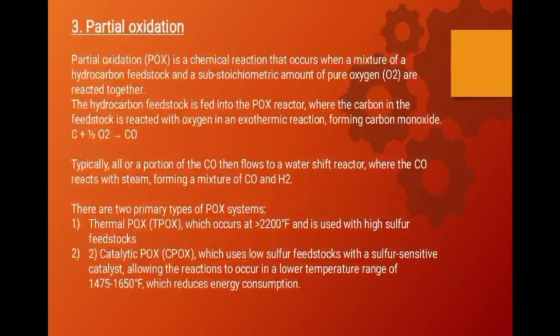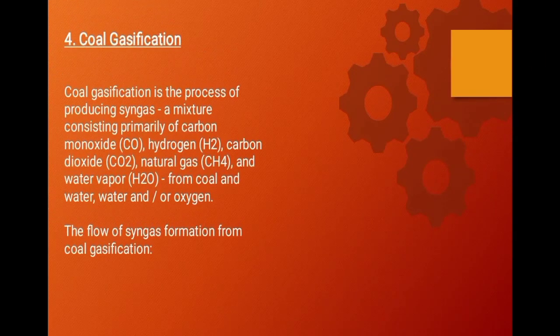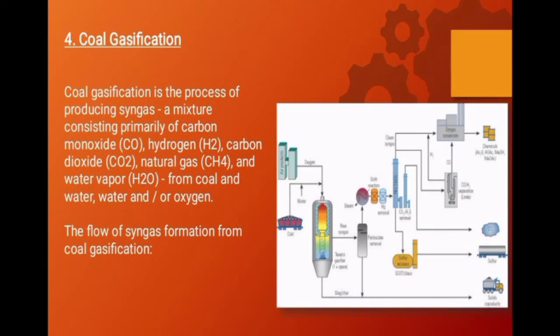Okay, we go to the last method of production of syngas. Okay, next. The last method, or the fourth method, is coal gasification. Coal gasification is the process of producing syngas, which is a mixture consisting primarily of carbon monoxide, hydrogen, carbon dioxide, natural gas, and water vapor, from coal and water and/or oxygen.